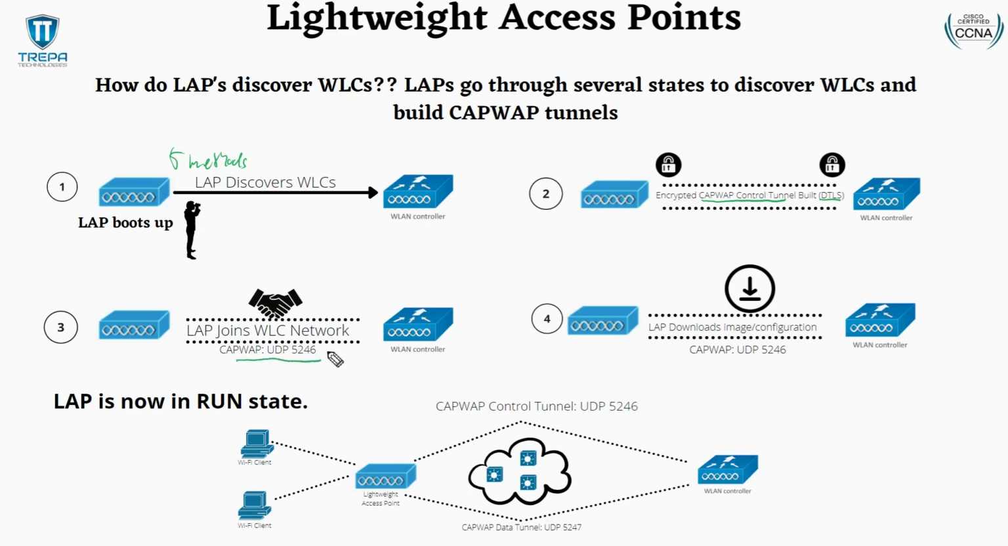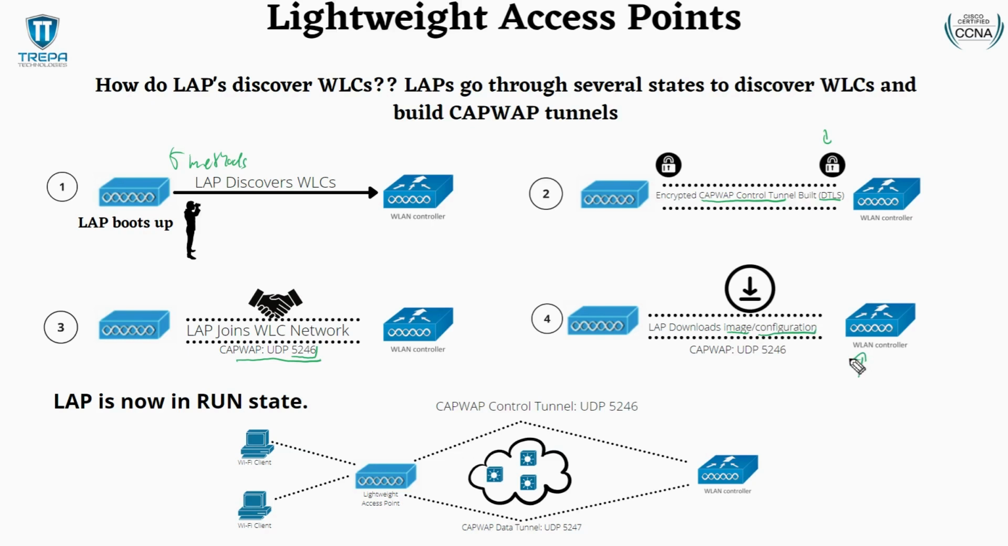And again, it's going to do this on its control CAPWAP tunnel, which is using port 5246, which is also encrypted by default. And then once it's joined to that WLC network, it's going to download either a new image, so maybe it needs to get updated with a new image, some new firmware, so to speak, and actually get its configuration from the WLC.